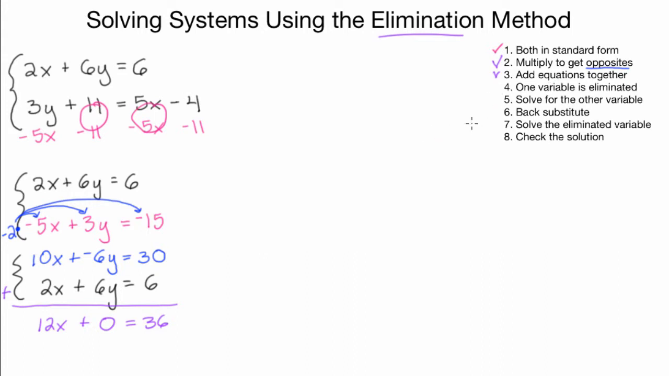Add the equations together. One variable is eliminated. Yep, we eliminated the y variable. Now we can easily solve for x. I'm going to divide both sides by 12. And x is equal to 36 divided by 12, which is 3. All right. So in my solution, we just found that my point of intersection is when x is 3.